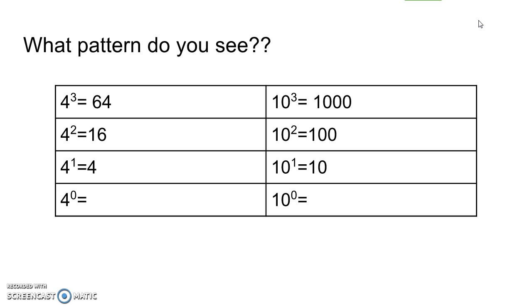So now I want us to look at what we notice is happening. We have 4 to the 3rd power is 64, 4 to the 2nd power is 16, 4 to the 4th power is 4. What happens each time I go down?